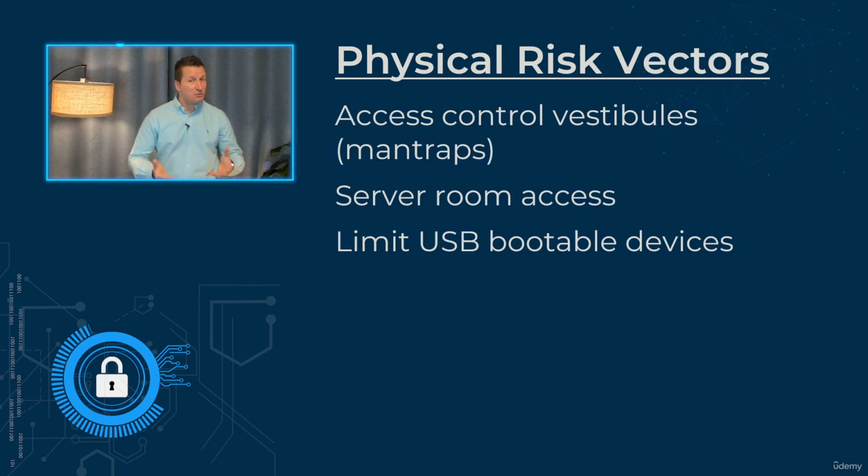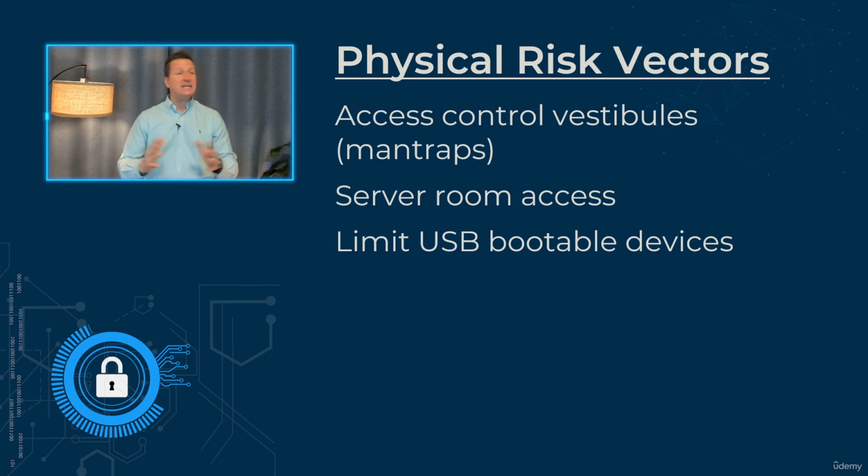Physical risk vectors would mean things like access control vestibules, getting into a facility. Have you ever gone into a building where a second internal door will only open after the first external door has completely closed and locked? That's an access control vestibule or a man trap. We can also have security built into our facilities to get into server rooms, having locked server rooms, the racks of equipment in a server room having locks so they can only be accessed by authorized personnel.